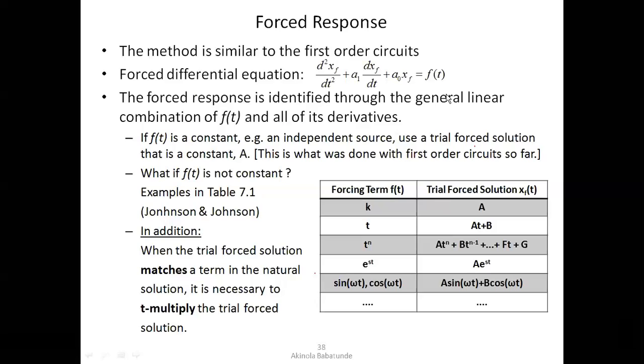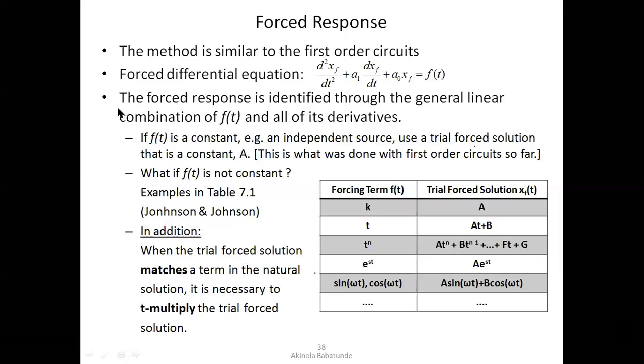So now we want to quickly talk about the forced response. All along, we've talked about the natural response, and we've been able to do a lot regarding that. So now we want to focus on the forced response. The method is similar to the first order circuit. Okay, don't forget, now we're talking about second order circuits.